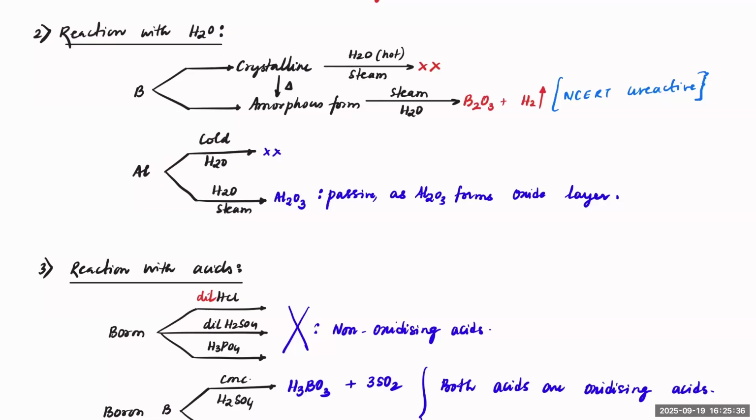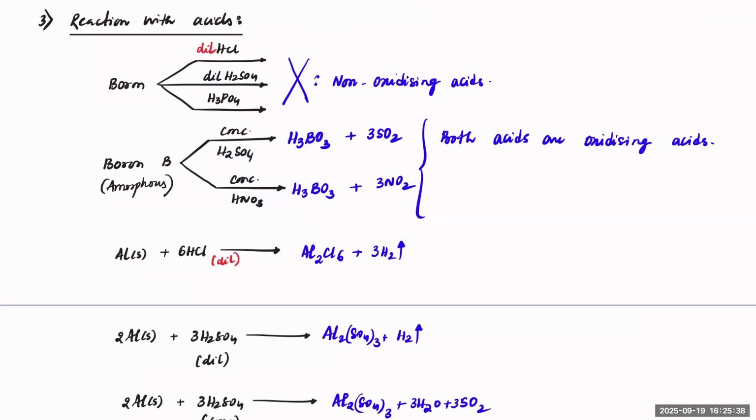Got it? Next, check out how boron behaves in various acids. If you add it to dilute HCl, dilute H2SO4, or dilute H3PO4, because these acids are non-oxidizing in dilute conditions, no reaction will take place. Only when you take concentrated H2SO4, boron will convert into boric acid and SO2, and concentrated HNO3 gives boric acid and NO2.